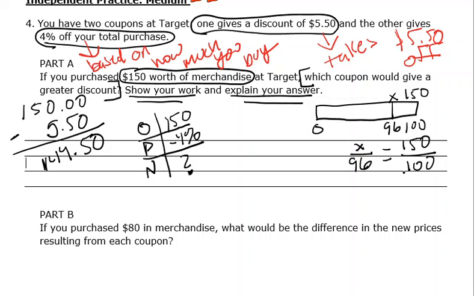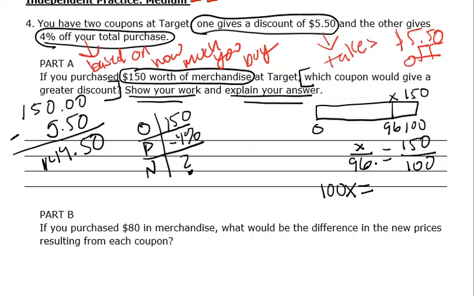So when I do 96 times 150, I'll set this up first. 100x is equal to, and I'll do 96 times 150, which gives me 1440. So 14,400.